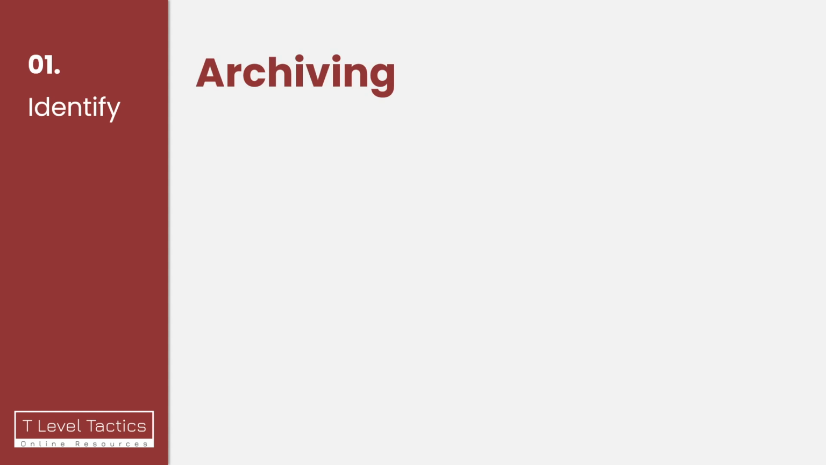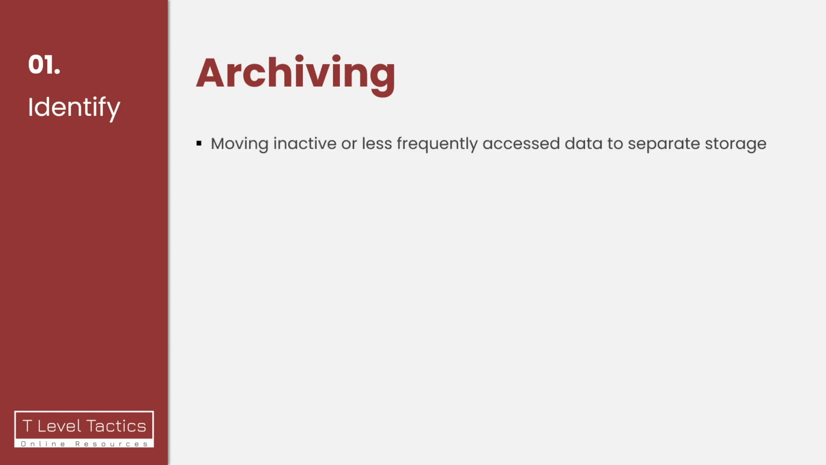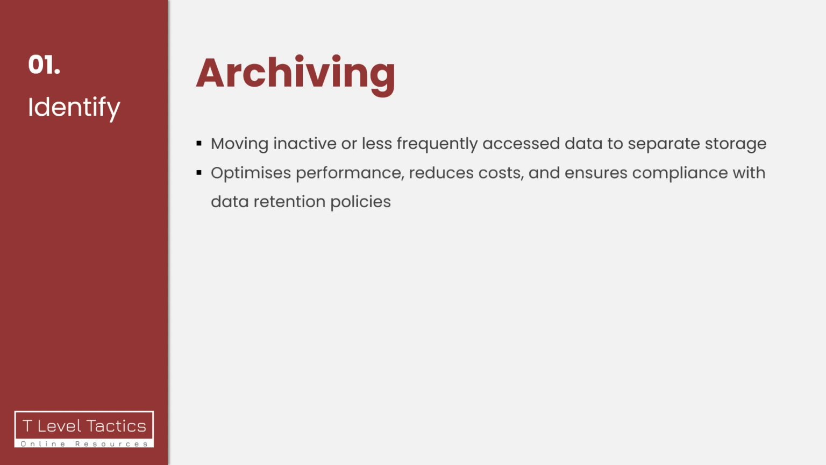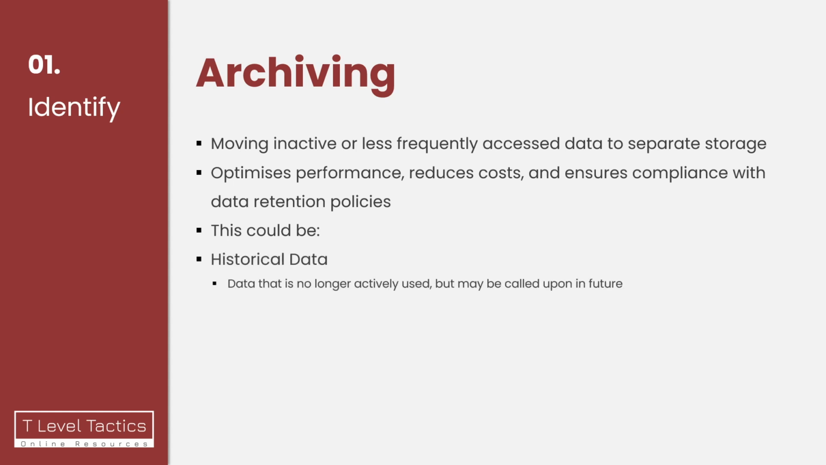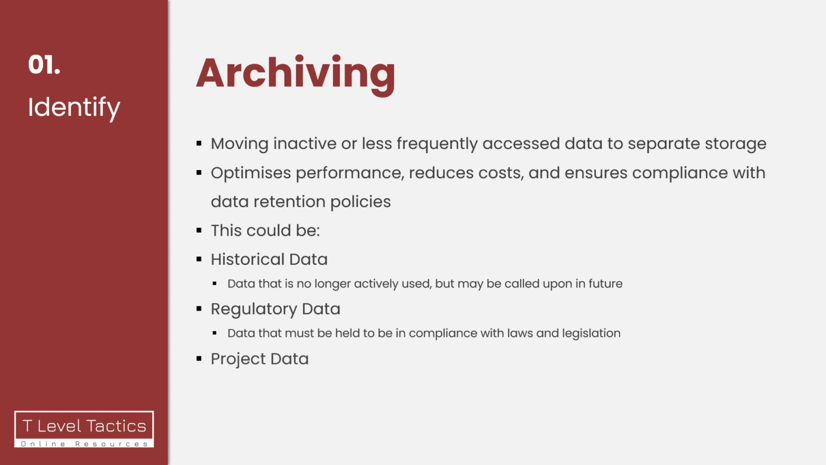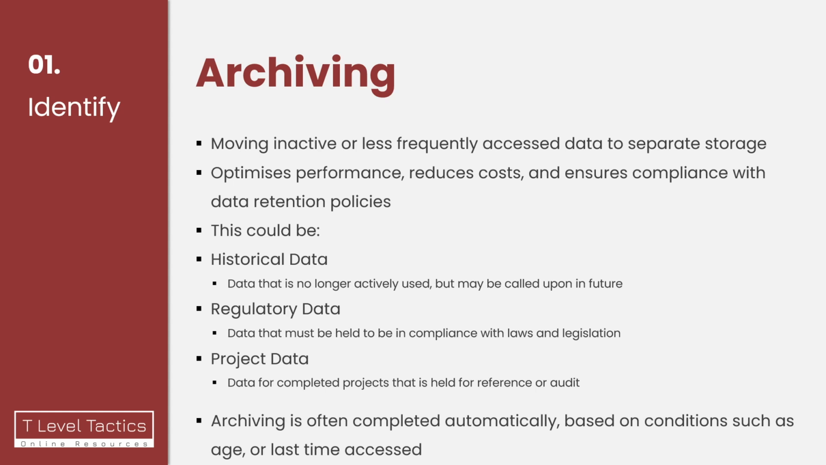Archiving data is moving inactive or less frequently accessed data to separate storage. And this can optimize performance, reduce costs, and ensure compliance with data retention policies. This could be historical data that's no longer actively used but could be called upon in the future. Regulatory data that must be held to be in compliance with laws and legislation. Or project data for completed projects that is just held for reference or audit. Archiving is often completed automatically based on conditions such as age or last time accessed, and is often managed by software.